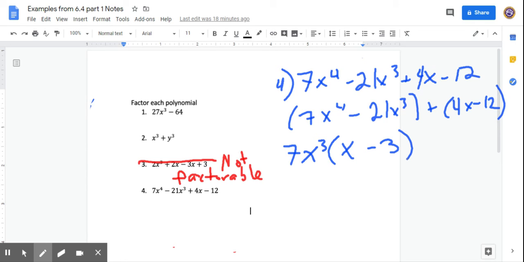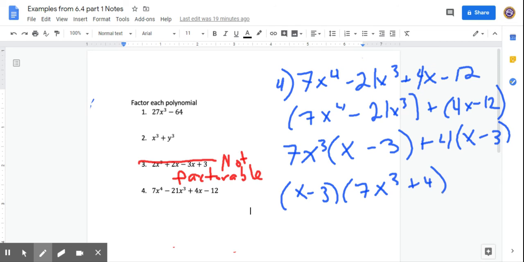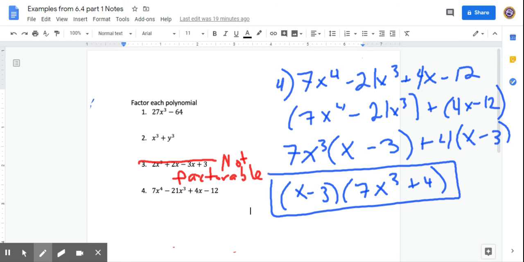And then for this second one, I'm going to factor out a 4 because 4 goes into both 4 and 12. And then we're left with x minus 3. And then this is what we want because we have the same thing in parentheses here. So we take out our like factor here, x minus 3. And then 7x cubed plus 4, this is where that comes from, 7x cubed plus 4. Then x minus 3 is out in front. And that is that.